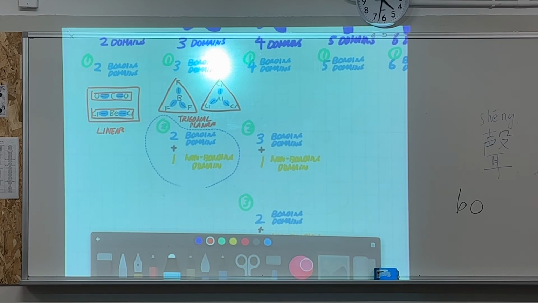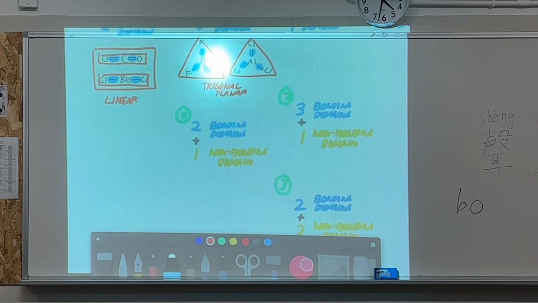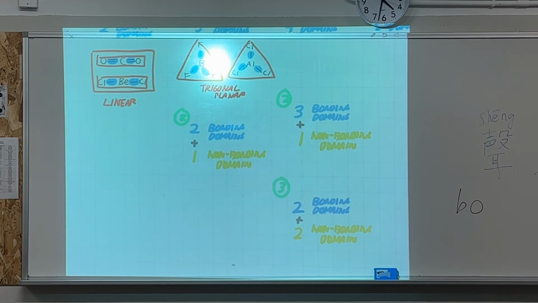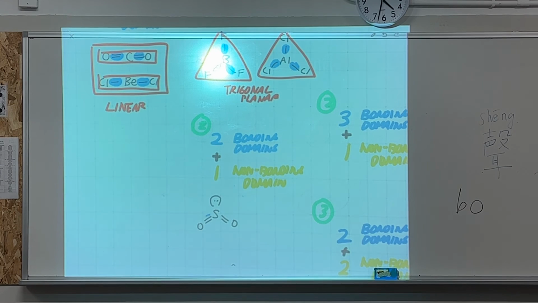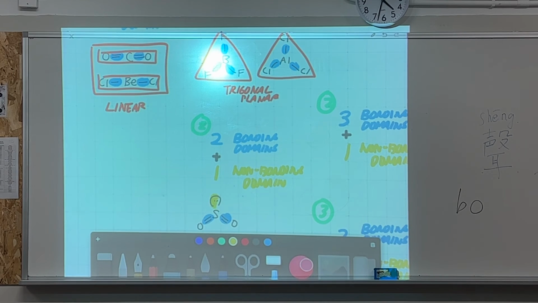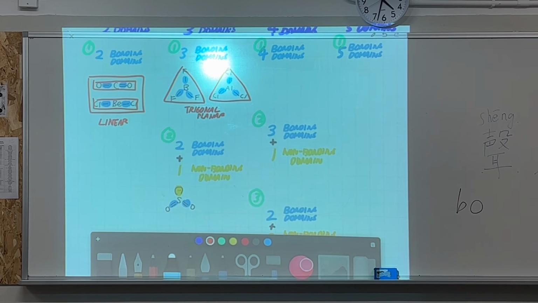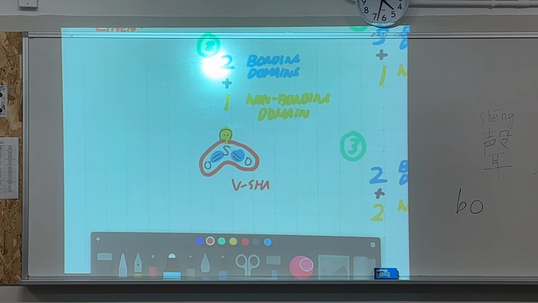What about when you have two bonding domains and one non-bonding domain, like this one? Like SO2. So this is SO2. What is the shape here? You see two bonding domains and one non-bonding domain. Which of these things can you see, the blue or the yellow one? Only the blue one, right? So when you consider just the blue part, what is the name of the shape? V shape. Yeah, so V shape or bent.